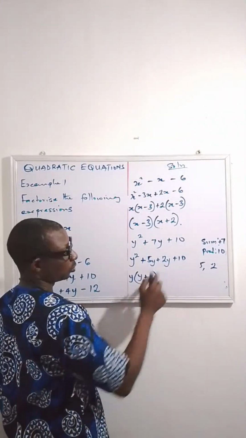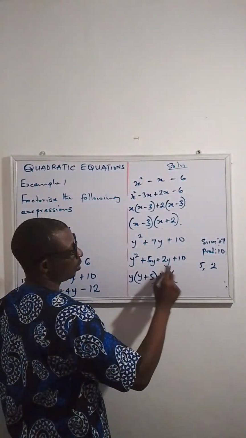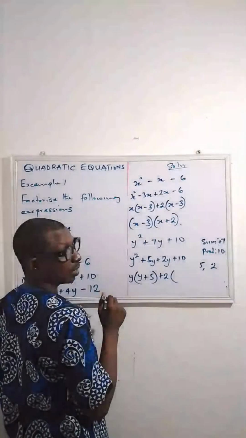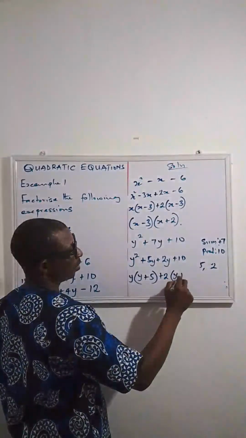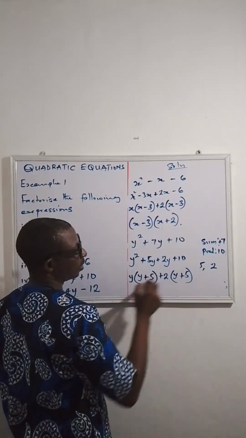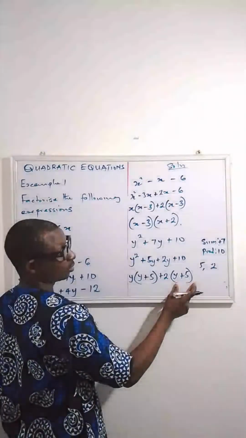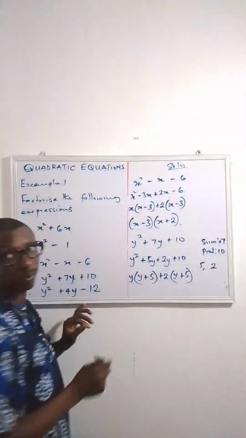Okay, so the common factor here, the GCD here, is 2. 2 can go here, 2 can also go here. So we bring out 2. When you divide 2y by 2, you are left with y. When you divide 10 by 2, you have 5. So what is the common factor here? What can go here can also go here. That is y plus 5.